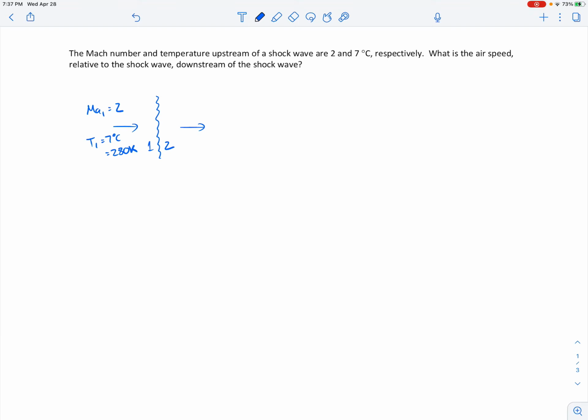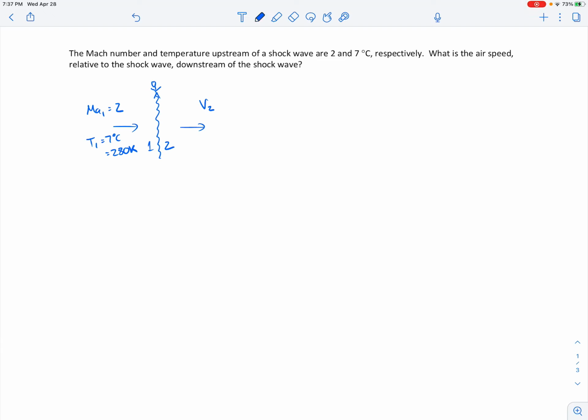Okay. And what we're asked to find is what's the airspeed relative to the shock wave downstream of the shock wave. So we have our downstream conditions, and what I want to do is find the velocity downstream relative to the speed of the shock wave. Now, currently we're in a frame of reference where we're standing on the shock wave, right? So we're moving with the shock wave itself. So we're trying to find the airspeed relative to that shock wave. Not relative to the ground, but relative to the shock. So what we're really trying to find is just the velocity at 2 downstream here.